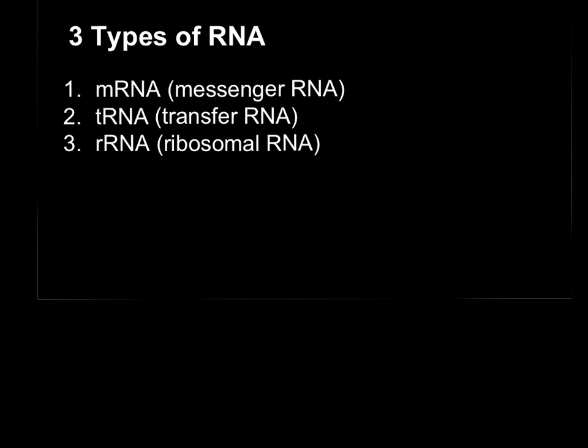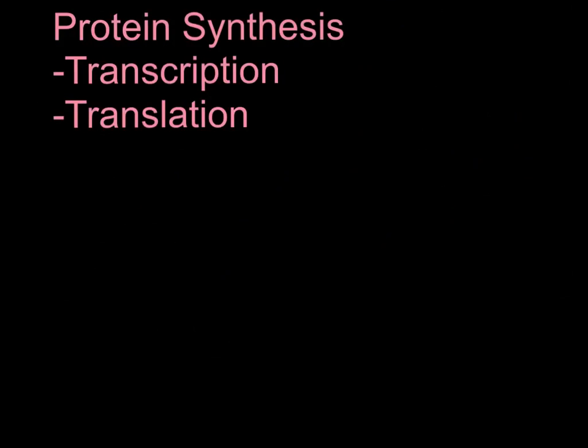Alright, within our cells we have three different types of RNA that are essential for protein synthesis to occur, for our body to make proteins. The first one is mRNA, which stands for messenger RNA. That one plays a very vital role, and we'll talk in more detail about each of these. Then tRNA, transfer RNA, and rRNA, ribosomal RNA. We will get to those shortly.